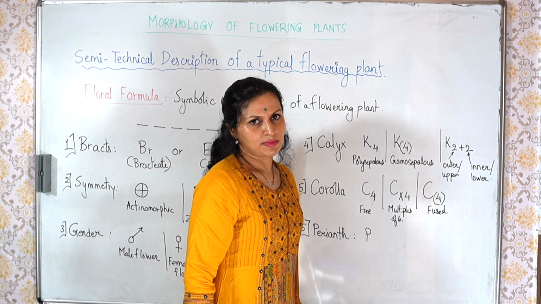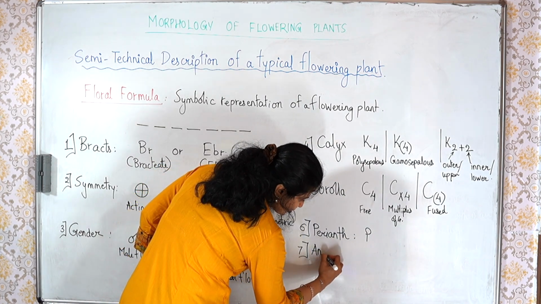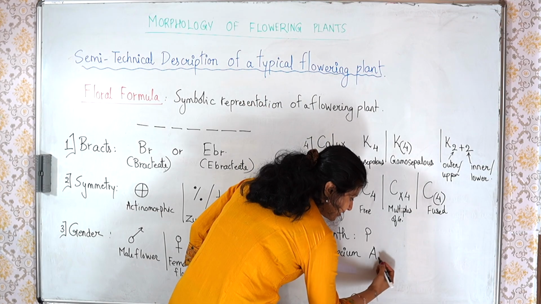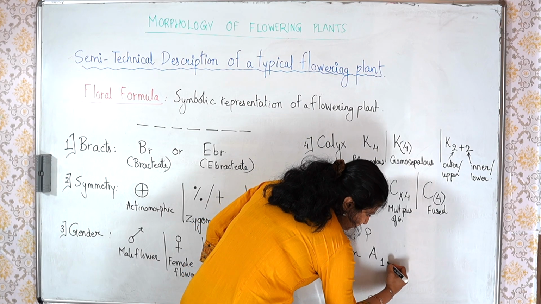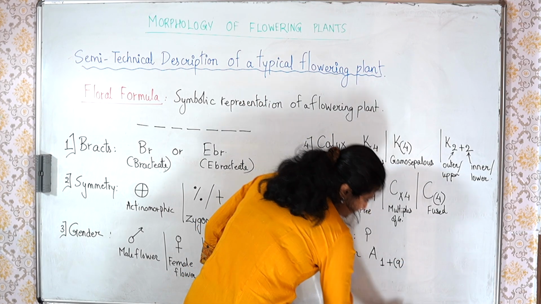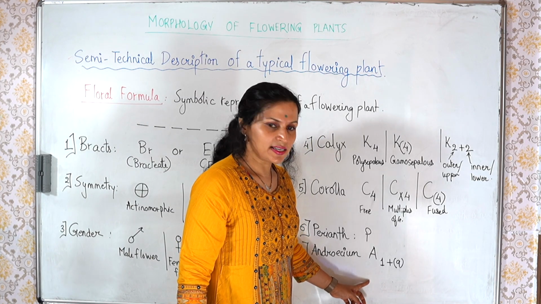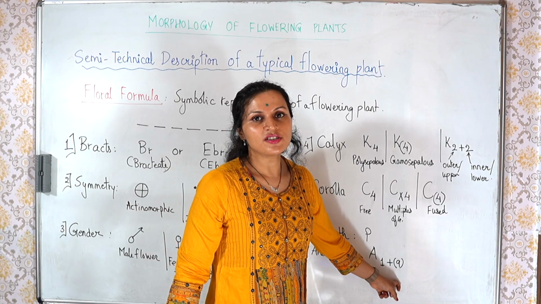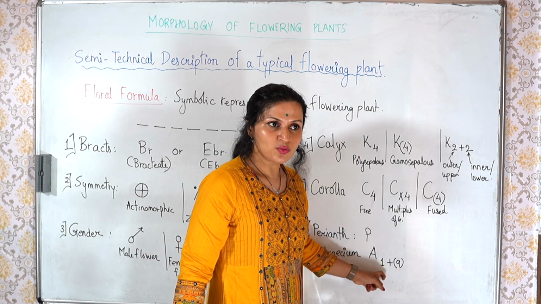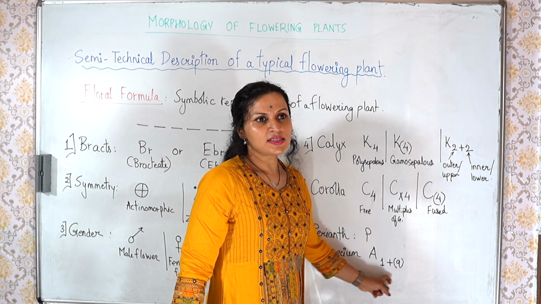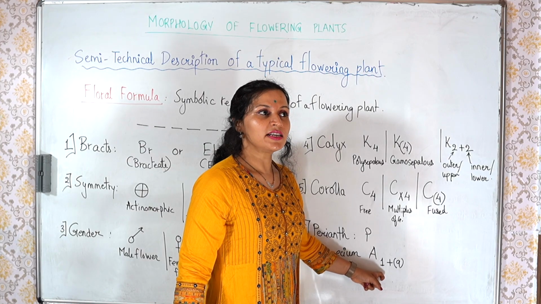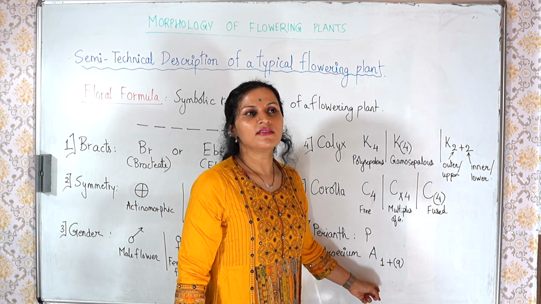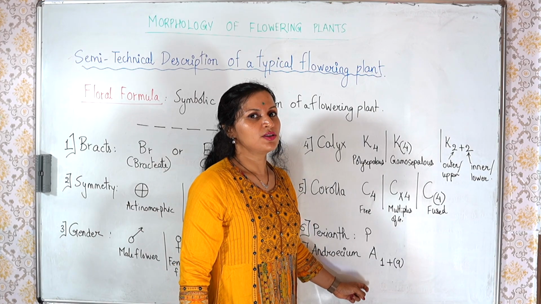Next we talk about Androecium. For Androecium, we use the symbol capital letter A. Capital letter A, subscript 1 plus 9, wherein 9 is in brackets. What does this symbol indicate? It indicates that there are a total of 10 stamens, 9 of which are fused together and 1 is separate. Do you remember this condition? We had learnt this in adhesion. This is a diadelphous condition that is seen in the pea bean flower, Leguminosae family.